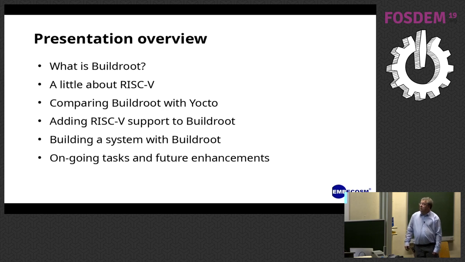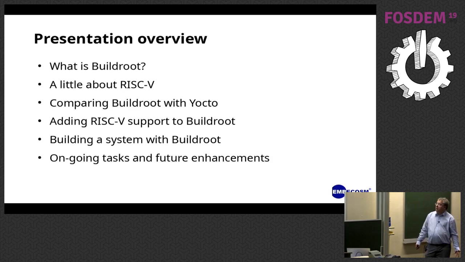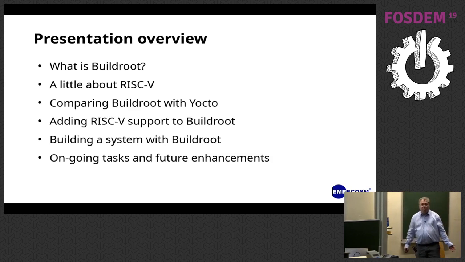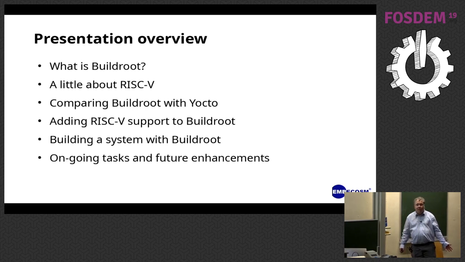Today's presentation is a very high-level presentation. I wanted to present Buildroot as a quick-to-market way of evaluating a RISC-V system and getting an embedded Linux distribution up and running. I'm going to tell you a little bit about RISC-V briefly, because I don't like to presume that everybody here is an expert. Some people might come along to see what it's all about. Then a quick comparison with the other popular build system for embedded Linux, Yocto. And then I'll talk you through the process I went through of adding RISC-V support to Buildroot, and then a worked example to show you how you can get up and running and build your own embedded Linux system for RISC-V.